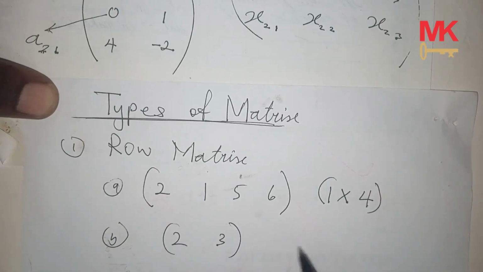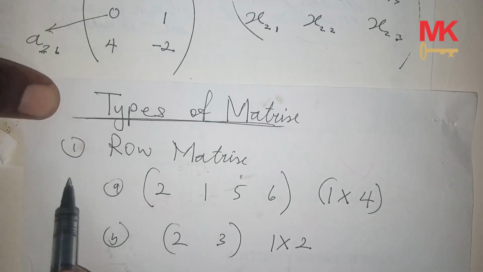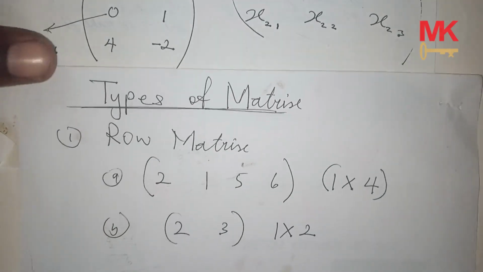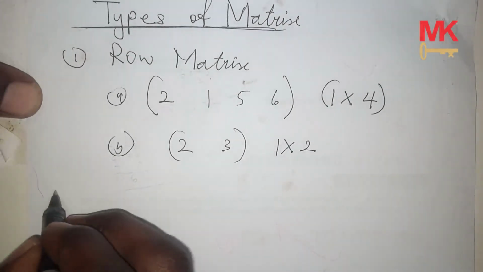Just a row. So this is what now? This is 1 by 2. So this is what a row matrix is. It's a matrix that has just one row. And then we have what we call the column matrix. So you're going to be taking note of all these types of matrix.